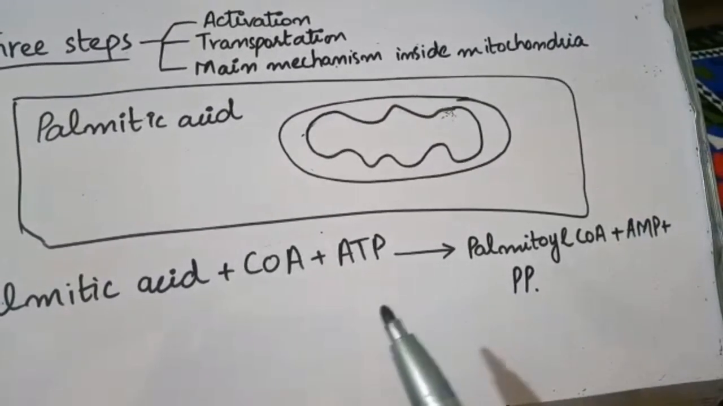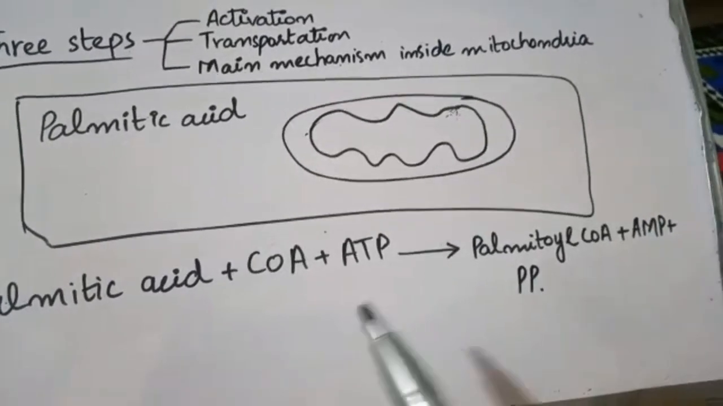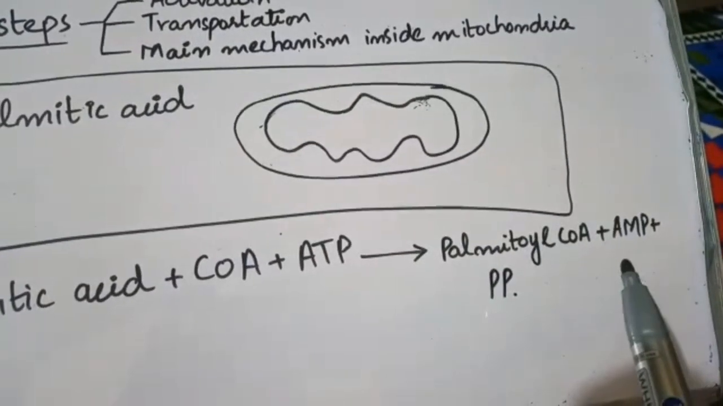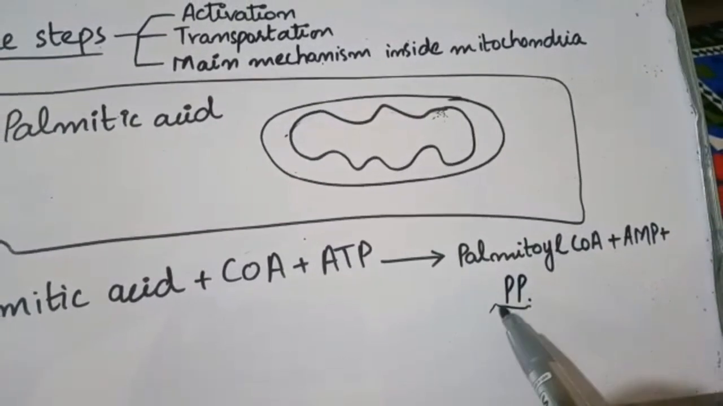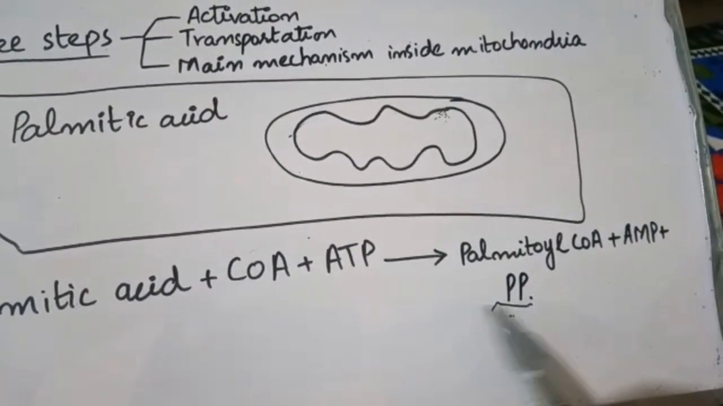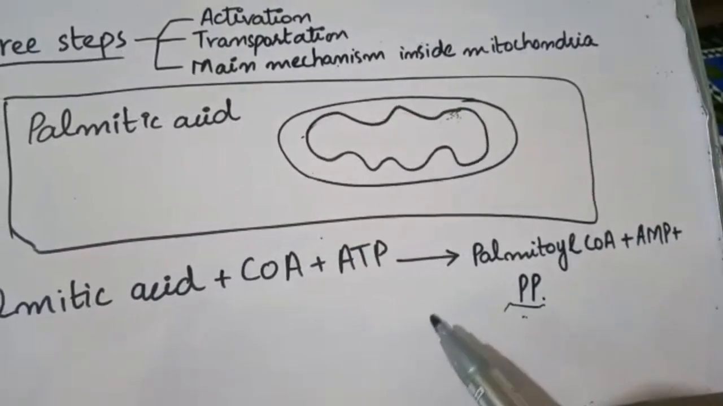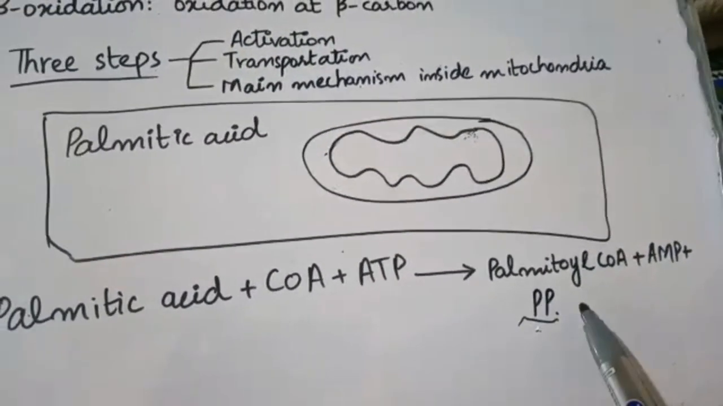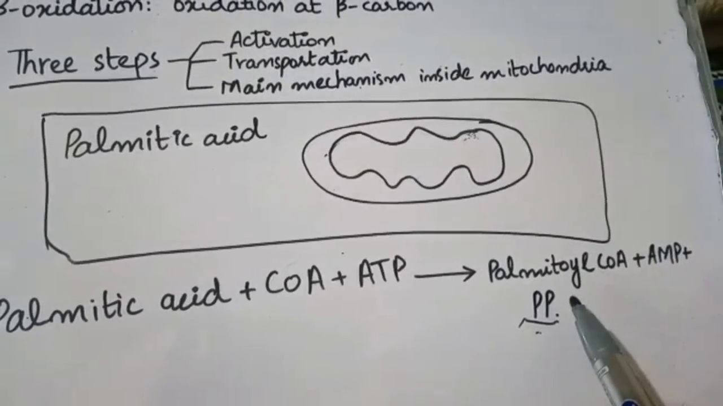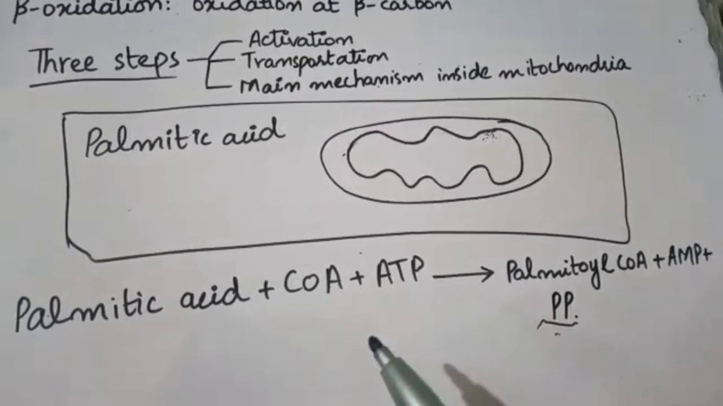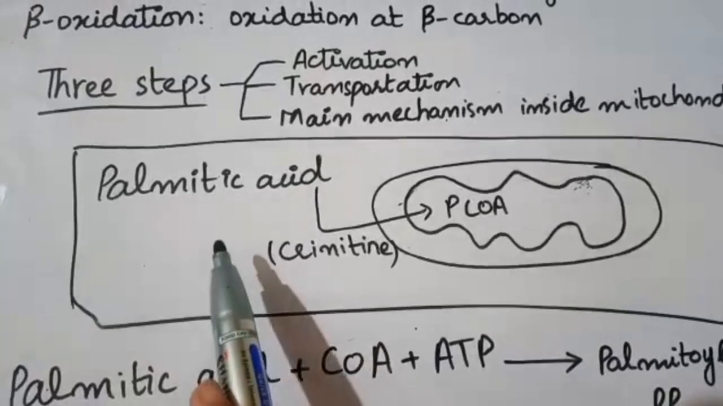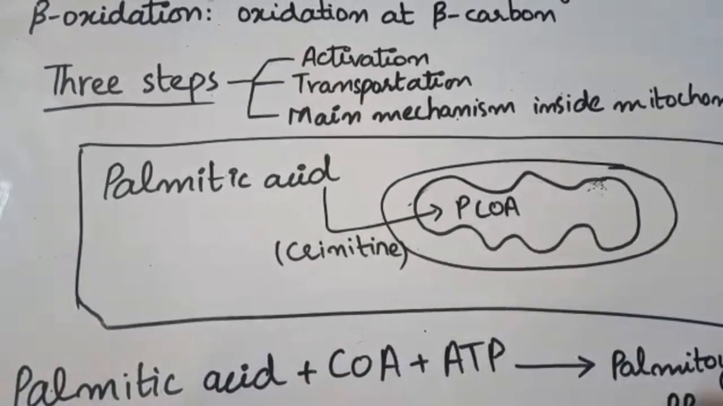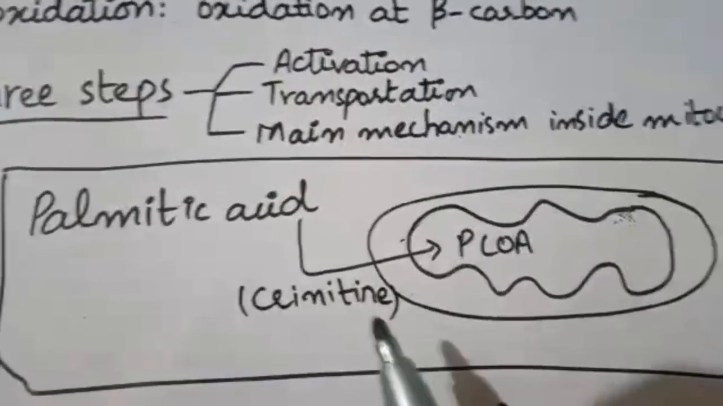Adenosine triphosphate, meaning that ATP having three phosphates, is converted into adenosine monophosphate, which means that only one phosphate is present. The rest of the two phosphates that are released make the reaction irreversible, which means that now this activated palmitoyl CoA cannot be converted back into the palmitic acid, right? So you see in the diagram, here we have palmitic acid that was present in its inactivated form. Now it is converted into palmitoyl coenzyme A here.